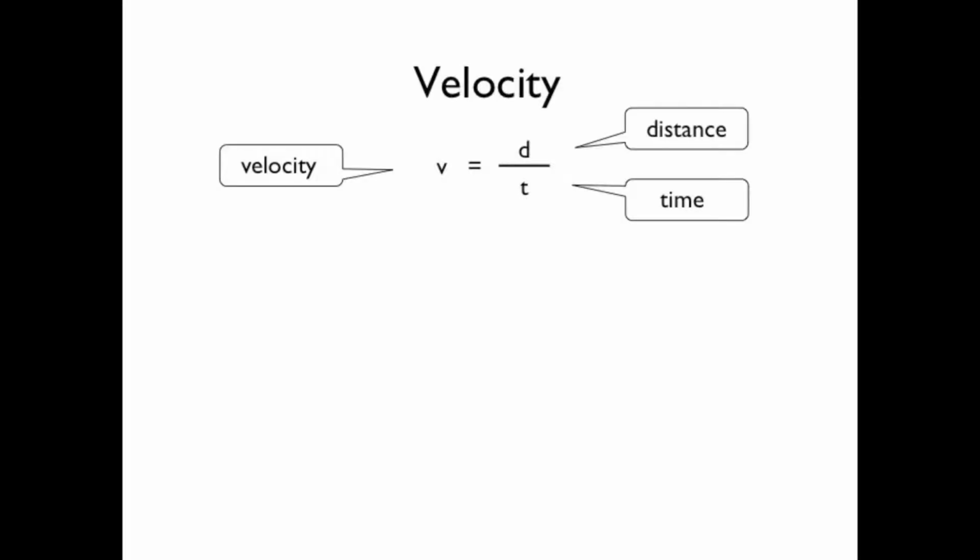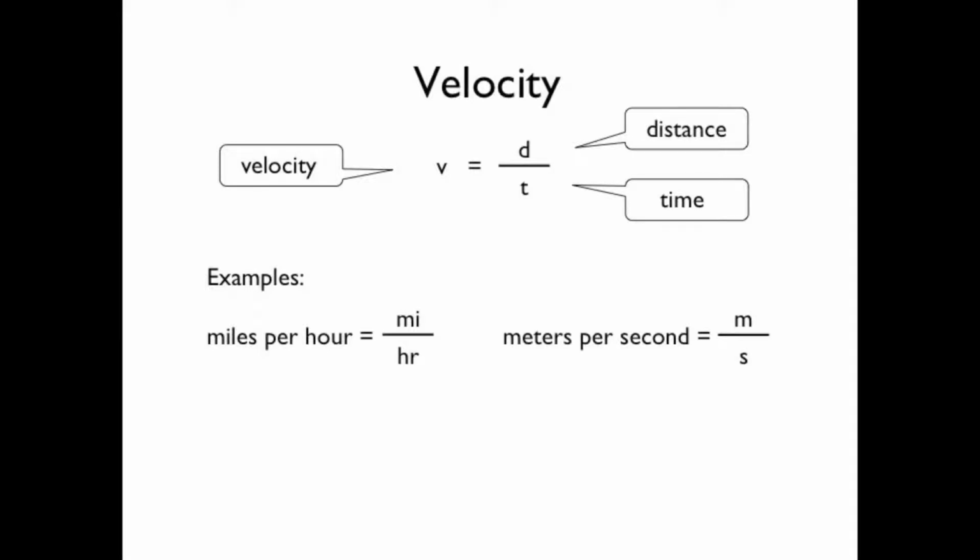By definition, velocity is distance, d, divided by time, t. Think of your speedometer reading miles per hour. Miles is a distance, an hour is a time. In the international system of units, velocity is typically given in meters per second, or maybe kilometers per second. All of these are distance divided by time.